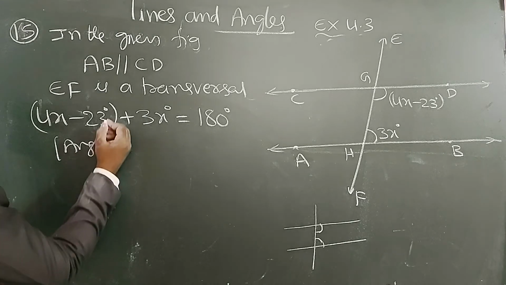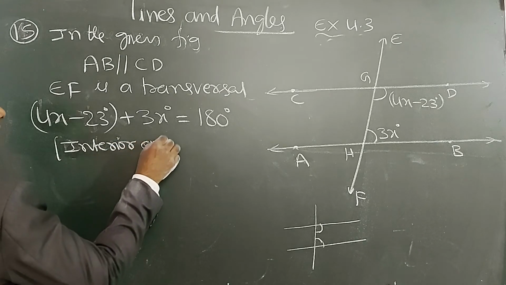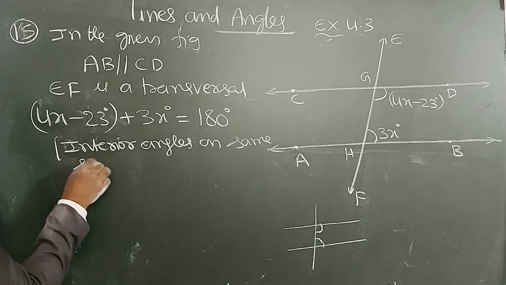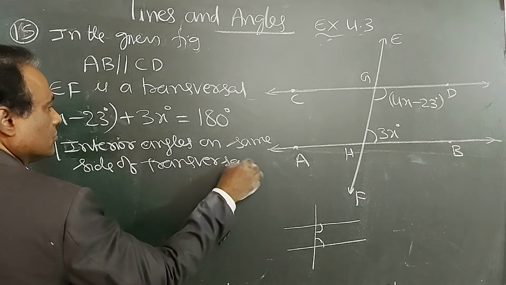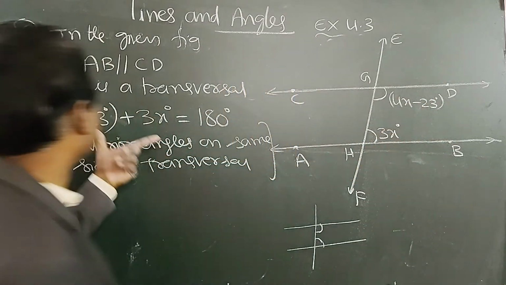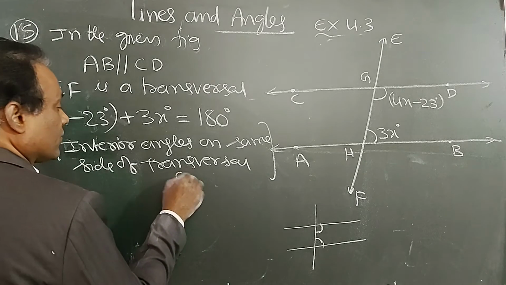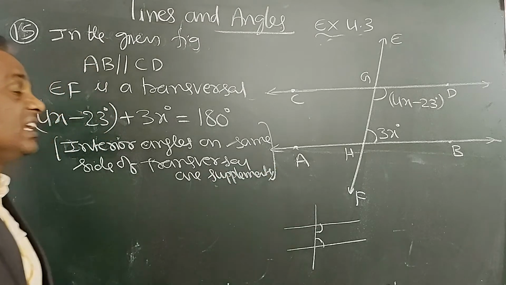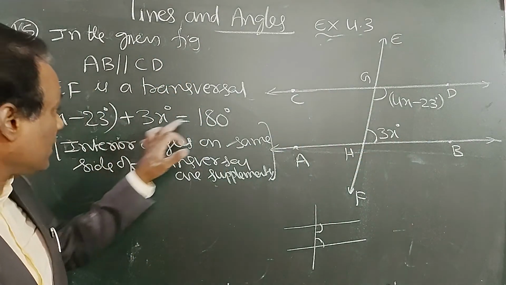Interior angles on the same side of the transversal: both are interior angles on the same side of the transversal, and the sum is 180 degrees. Interior angles on the same side of the transversal are supplementary. Supplementary means the sum is 180.